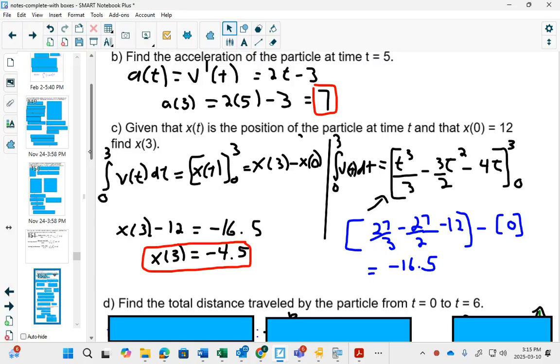Is there a letter you can't read? Yeah, which ones? In here? On this side? Yeah, like I see it. This is x of t. X of t? Yeah. Thank you.